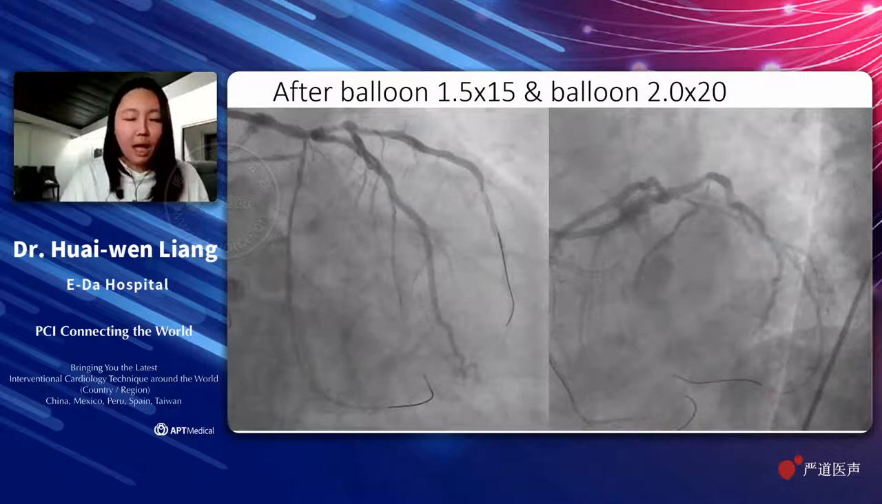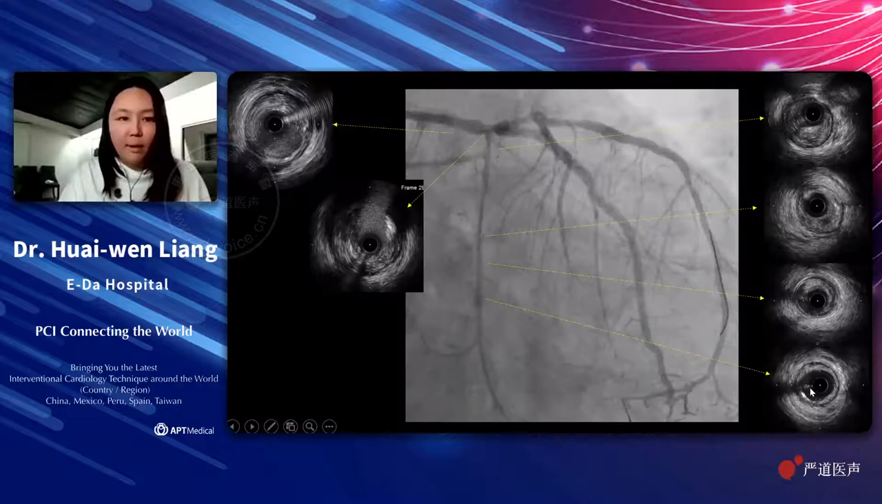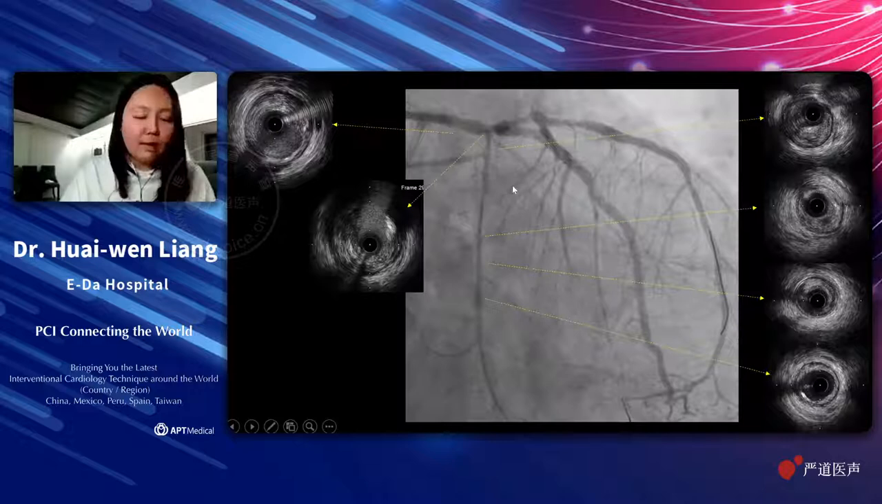Okay. From IVUS, from the circ, we could see there's a little plaque over here. So I think this position may be a good landing zone. And IVUS could also tell us the true size of the left circumflex. We could see the left circumflex has a 3.0 size near the ostium. And from the carina, we could see the plaque extended from the circ carina to the left main. So we think the stent may need to cross over from circ to left main.